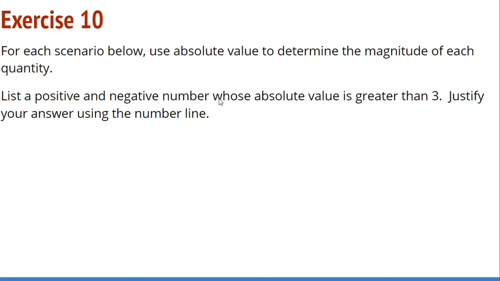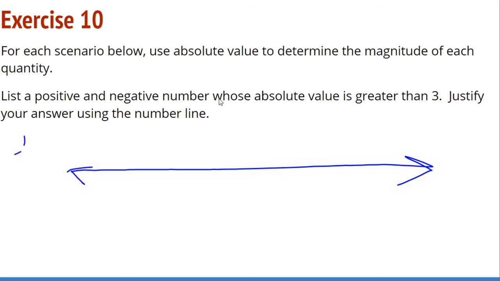List a positive and negative number whose absolute value is greater than 3. Justify your answer using the number line. So I need a positive number and a negative number, and the absolute value is greater than 3. Well, I could do -4.